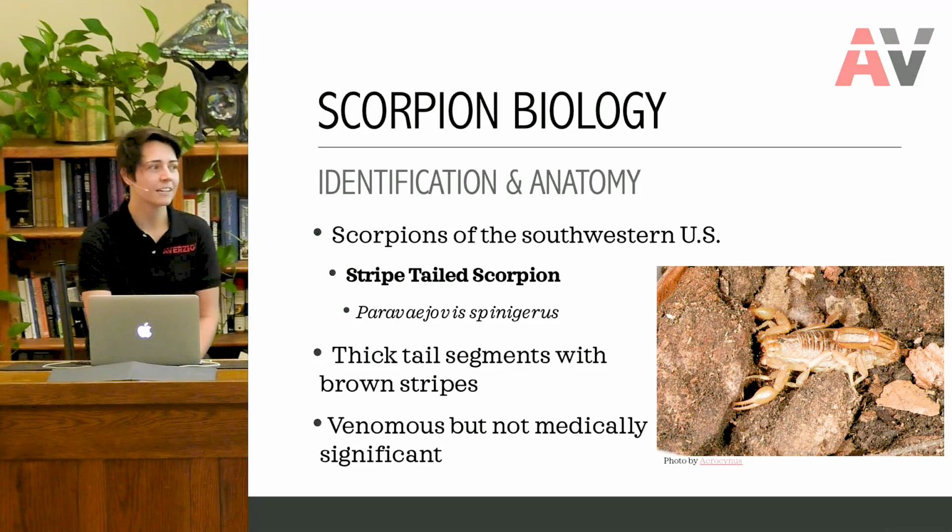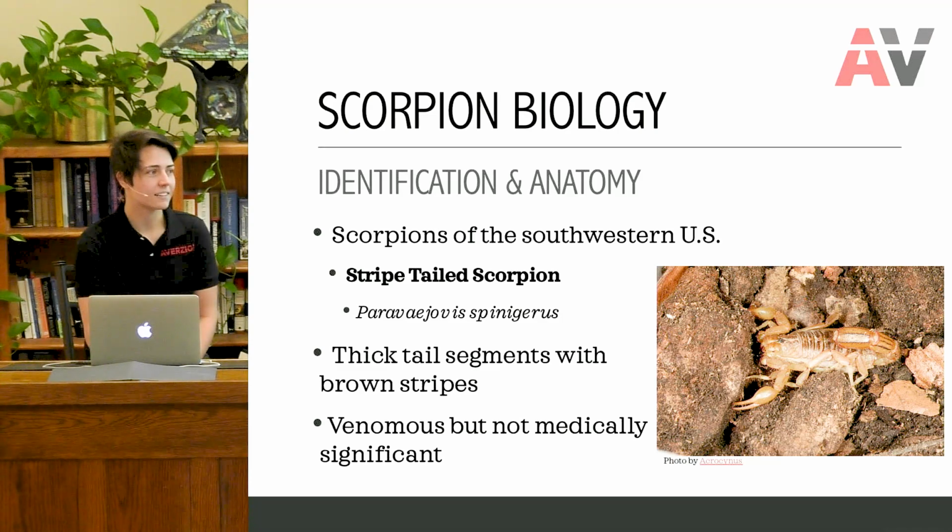So some defining characteristics of this species are its thick tail. Compared to the next one we're going to talk about, the Arizona bark scorpion, this one has a very thick tail segment. It has thicker pedipalps. So again, going back to that point of the weaker venom, these ones aren't going to be as dangerous as some other species.